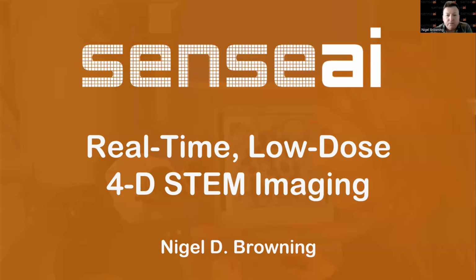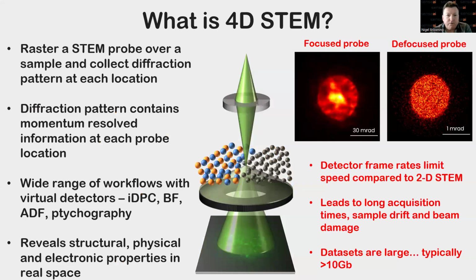Today, I'm going to talk about how we use subsampling at Sensei to perform real-time low-dose 4D STEM imaging. So first off, what is 4D STEM? To acquire a 4D STEM signal, we raster the beam over the sample in the normal way for doing STEM, but at each beam location, we acquire a full diffraction pattern.